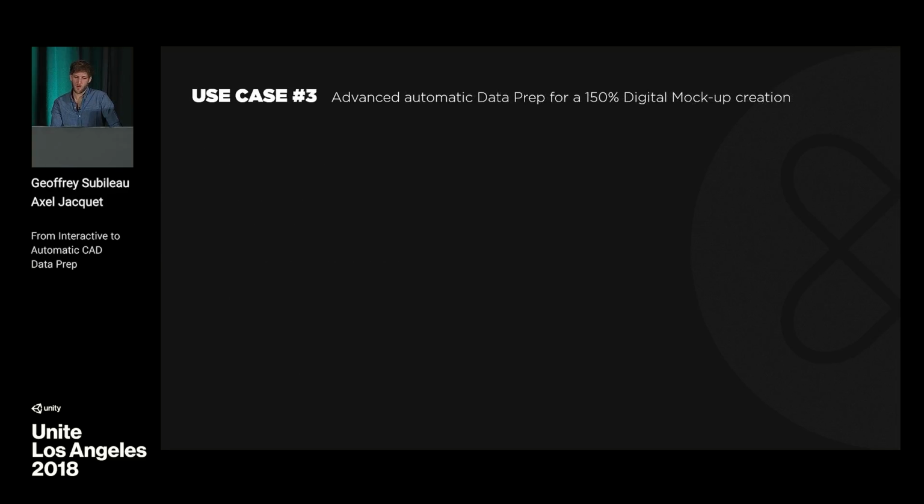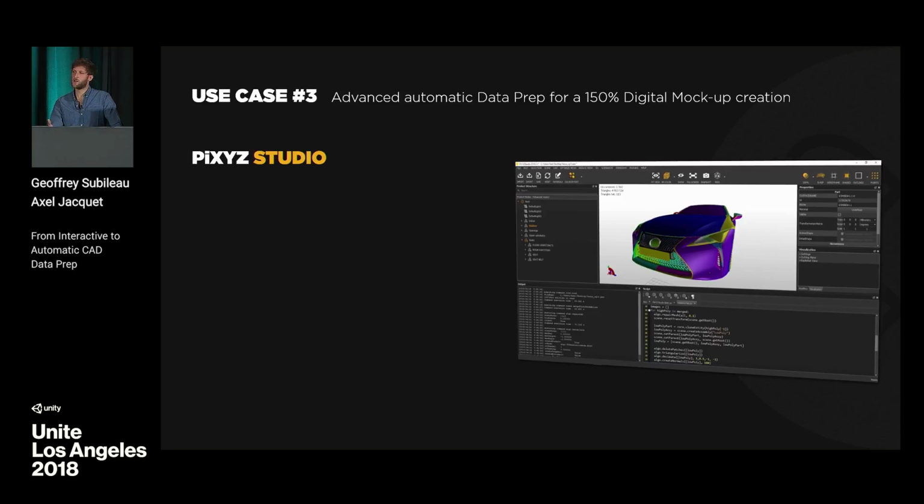So now, how to automate the process that we saw in use case number 2? Well, that's use case number 3. Now that we tailored a good data preparation recipe interactively in use case number 2, how can we deal with a full 150% model of this Lexus and import it in Unity? Well, there you get to use the power of our embedded Python API for scripting.